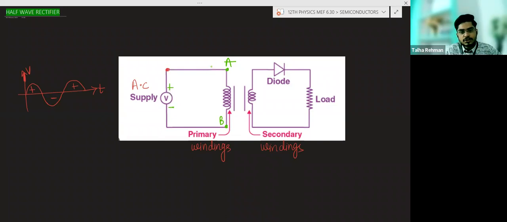So this A is positive. A will be positive, so here also this end will be positive. Let us consider this end as A and this end as B. It will be better.